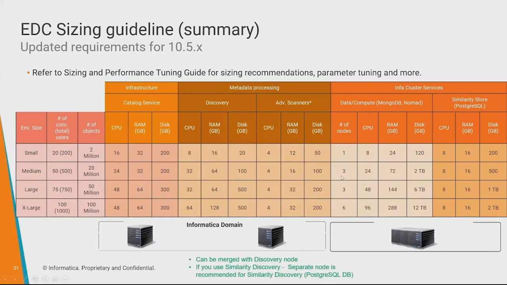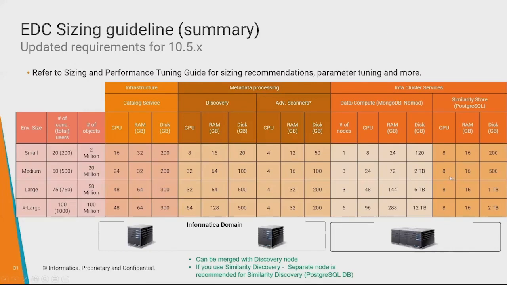Now for medium, I just want to highlight, this is the more common category. So you would see 3 nodes, which means 24 CPU overall. That means 8 CPU on each node, so 8 times 3 is 24. And 72 GB RAM in total. That means 24 on each. And this is the minimum. If you have more memory available, it is fine. But that's something we recommend for optimum performance, that you have at least this much. And 2 TB of disk on this one.